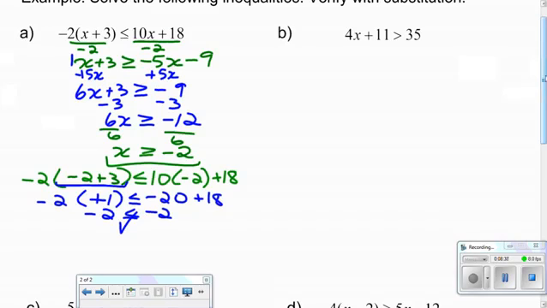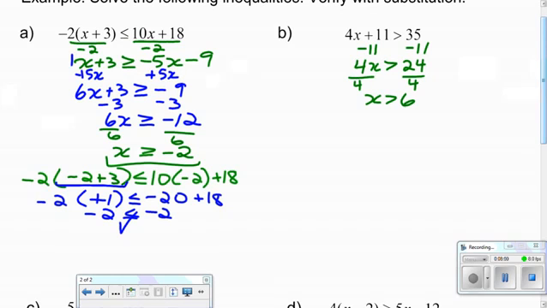Question B, 4x plus 11 must be greater than 35. Hopefully these ones are starting to seem really easy to you now. So we're going to deal with the constants first by grouping them. So minus 11 on both sides, so 4x must be greater than 24. Divide both sides by positive 4, x must be greater than 6.